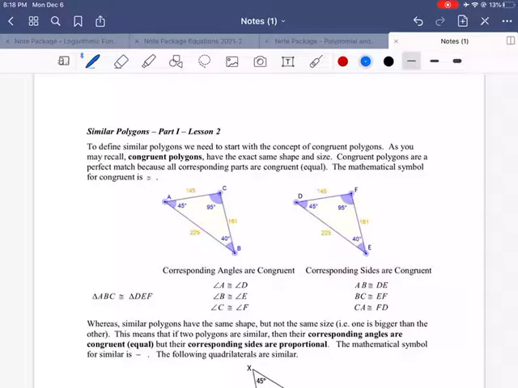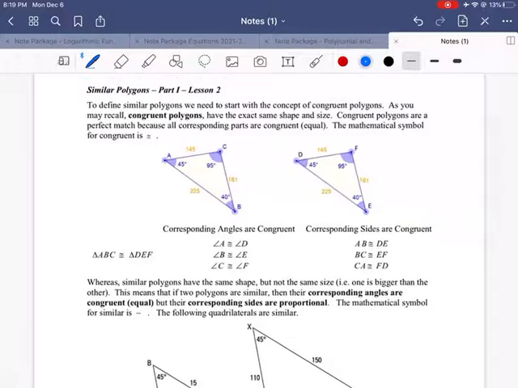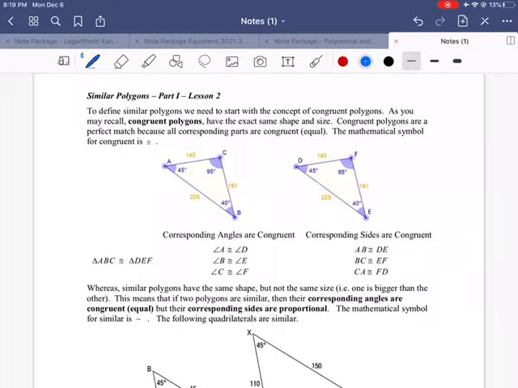Hello everybody, this is lesson 2, similar polygons. So we're going to be talking about congruent polygons, and we're also going to be talking about corresponding angles and sides. So to define similar polygons, first let's talk about what congruent polygons are.